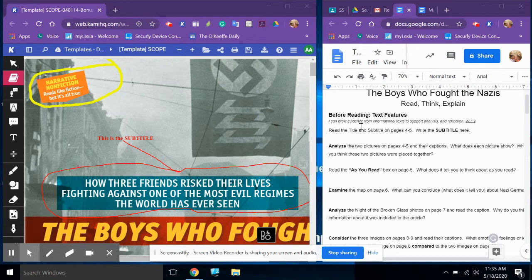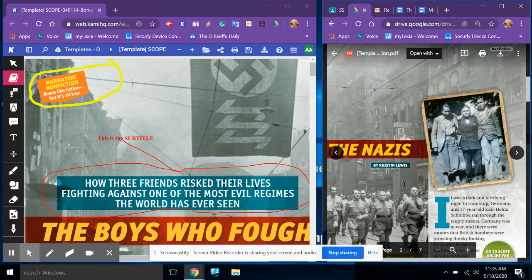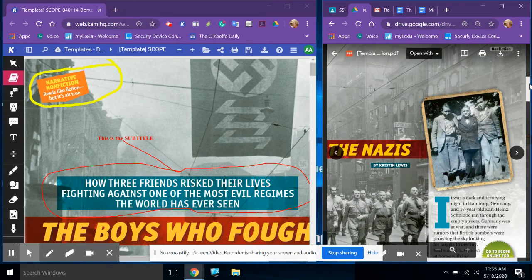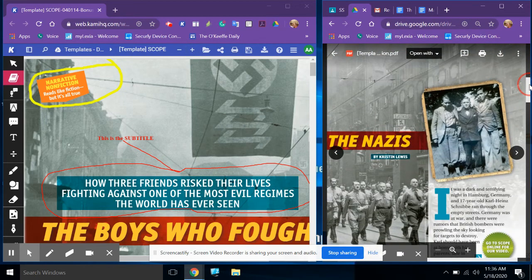So first it says, our learning target: I can draw evidence from informational texts to support analysis and reflection. So as we read the title and subtitle, here's our first question before reading. Read the title and subtitle on pages 4 and 5. Write the subtitle here. If we look at the whole book, this was like a centerfold of a Scholastic magazine. The full title of the story is The Boys Who Fought the Nazis.